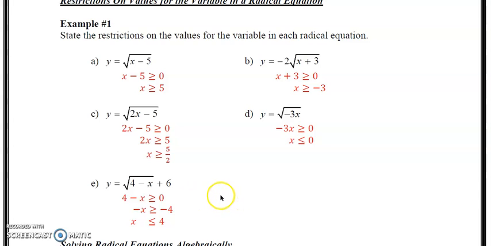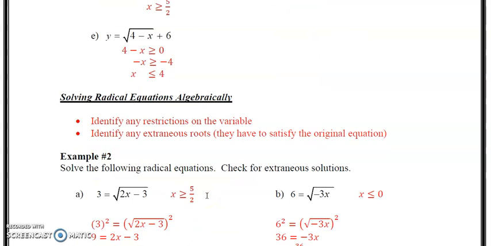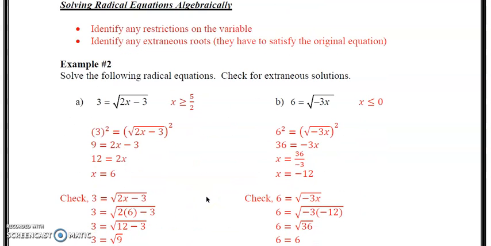So remember, anything underneath the square root sign has to be greater than or equal to 0. If you have more than one square root, we're going to look at that; we have to state both restrictions. So, solving radical equations algebraically, you have to identify any restrictions on the variable, and you have to identify any extraneous roots.